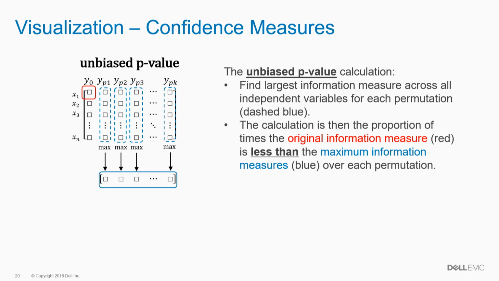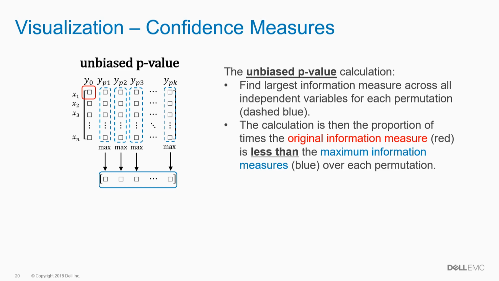Now, the unbiased p-value is something a little bit different, and it's a more conservative measure, right? Since we've done all of these random information measures from the permutations, rather than just going across, we're going to take the largest random information measure that we know, and say that this is going to be the gold standard. So find the largest information measure across all the dependent variables for each one of the permutations.